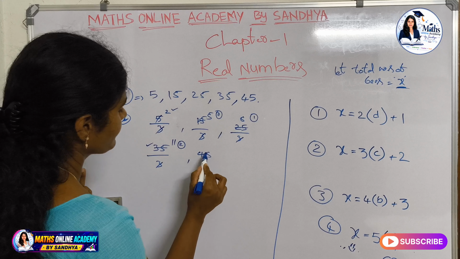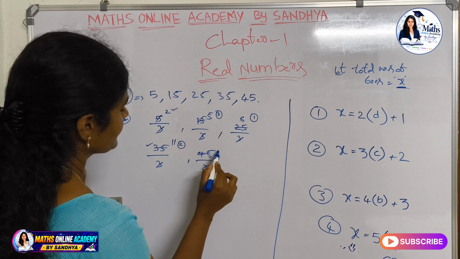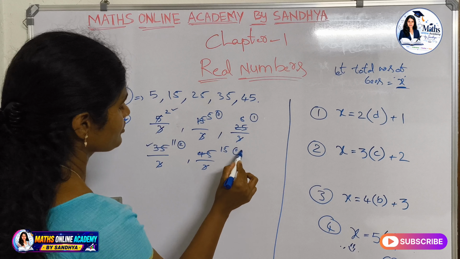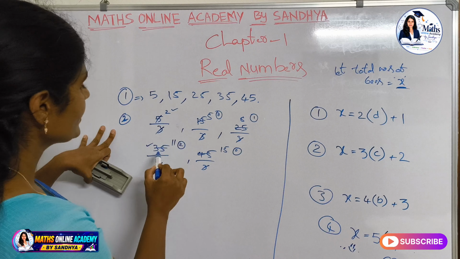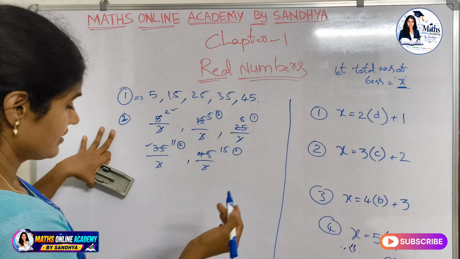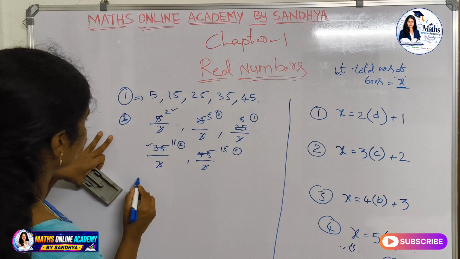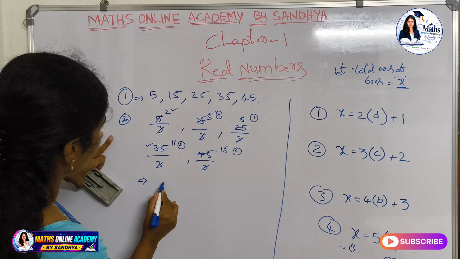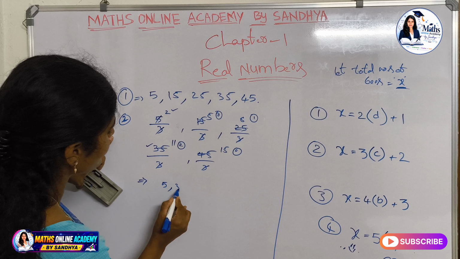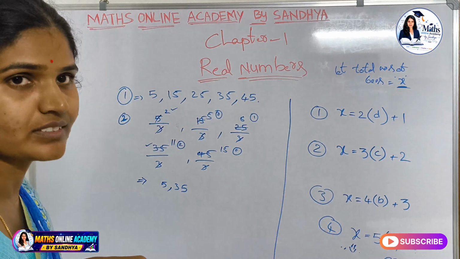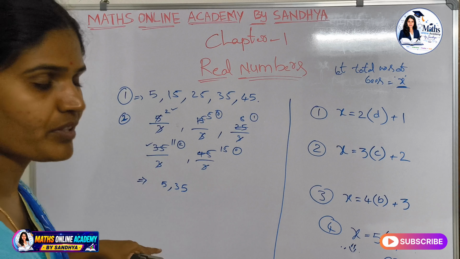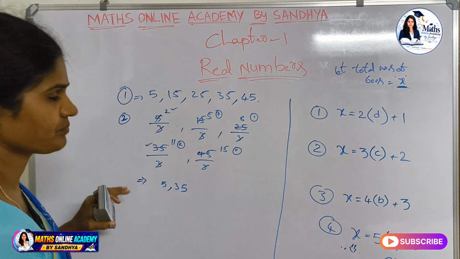And next 45, 3 15s are 45. Here the remainder is 0. On the condition of 2, these two only are satisfying. So finally, 5 and 35 are the numbers, the possible chances for the total number of bees: 5 and 35.